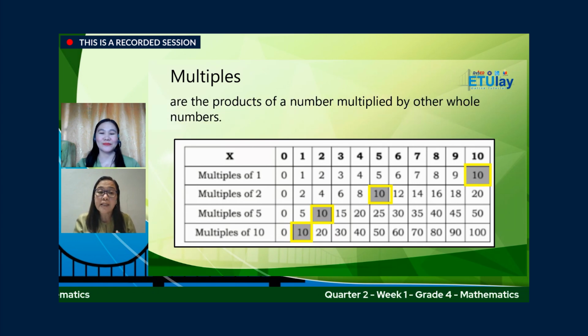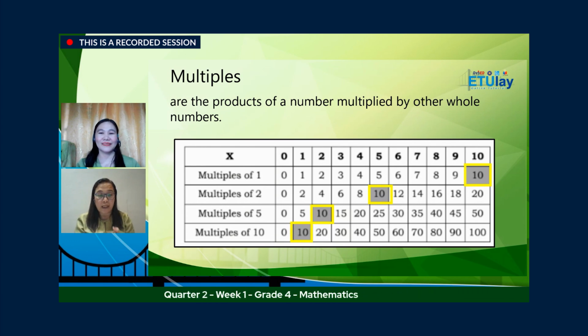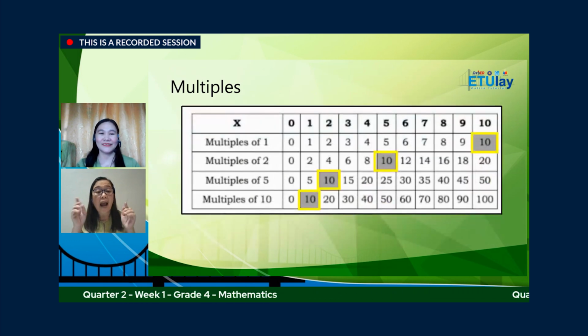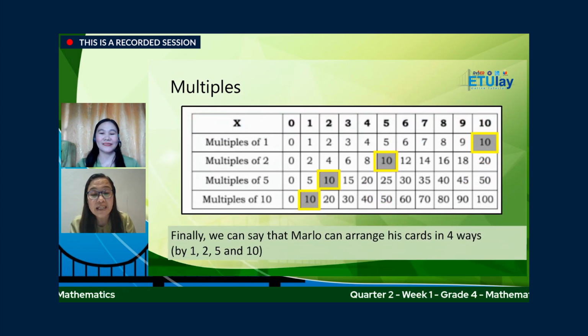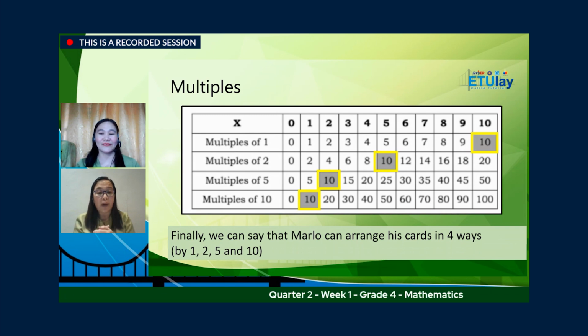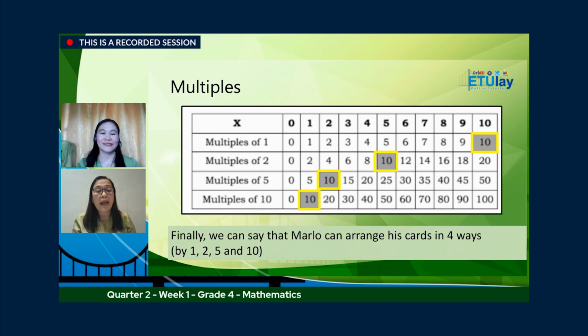Okay, so multiples are the products of a number multiplied by other whole numbers. Finally, we can say that Marlo can arrange his cards in 4 ways, by 1, 2, 5, and 10.